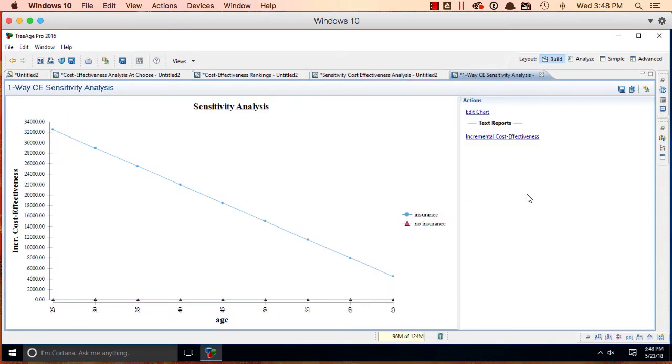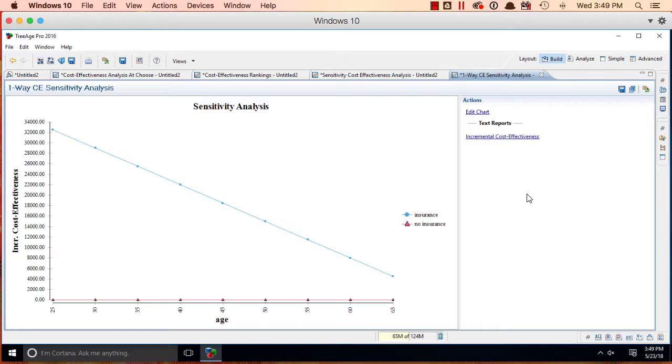So on the y-axis we have the ICER. Remember that lower ICERs are more cost effective. ICERs less than $50,000 per quality adjusted life year are cost effective. So in this case, insurance is always cost effective. The biggest ICER you get is that y-intercept where it's $32,000. $32,000 is less than $50,000. So insurance is cost effective for ages 25 through 65, and it's more cost effective the older you are.